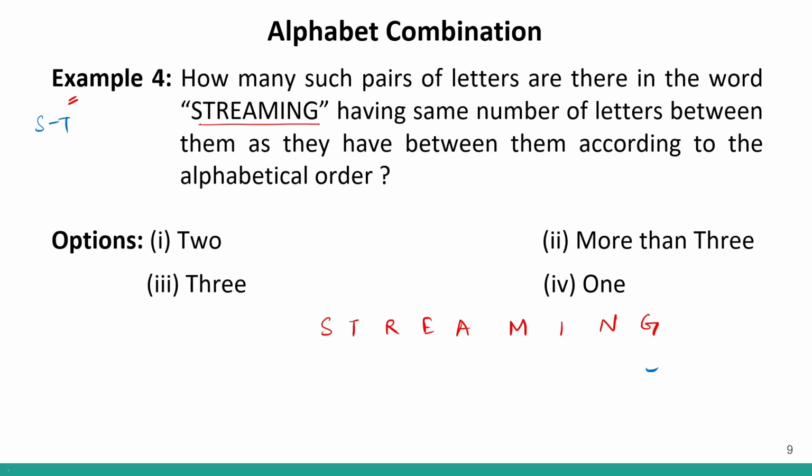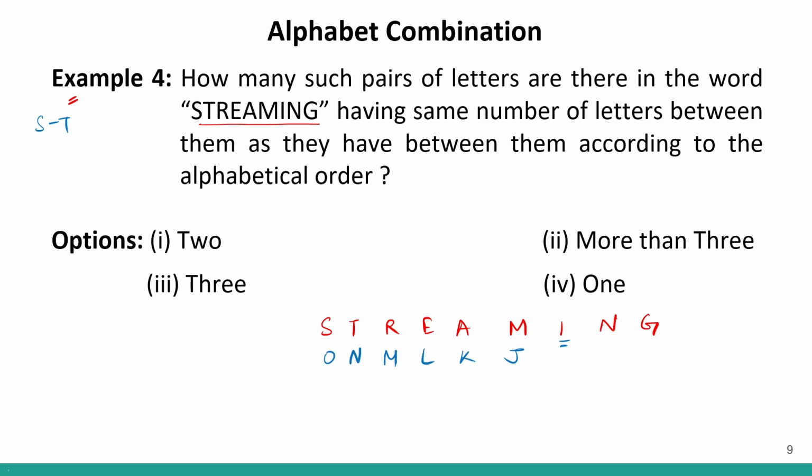After M, what do we have? We have N, O, P, Q, R. Similarly, N, O, P. Any common letter? No. So, let us move on to I. After I, we have J, K, L, M, N, O.